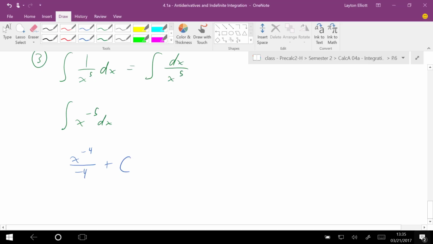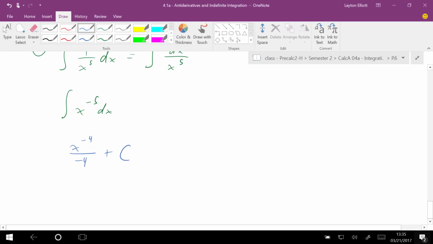And then the last step is just a cleanup step. So it's probably best expressed as negative 1 over 4x to the 4th, and then plus a c.